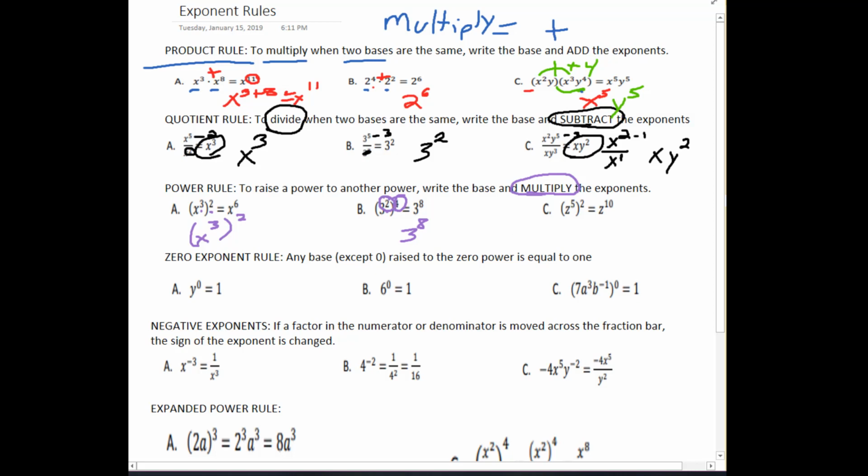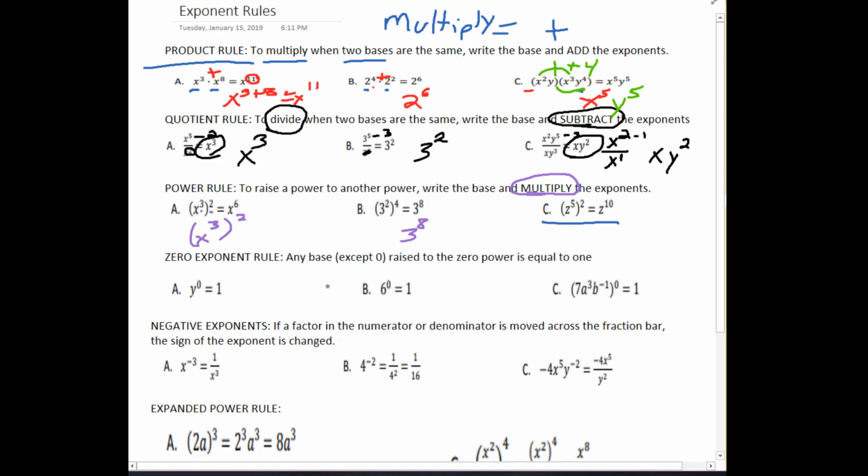All right, last one. Once again, we have z to the 5th raised to the 2nd. 5 times 2 is 10. That's our answer. Real simple, okay? Whenever there's a power raised to a power, that's what we do.